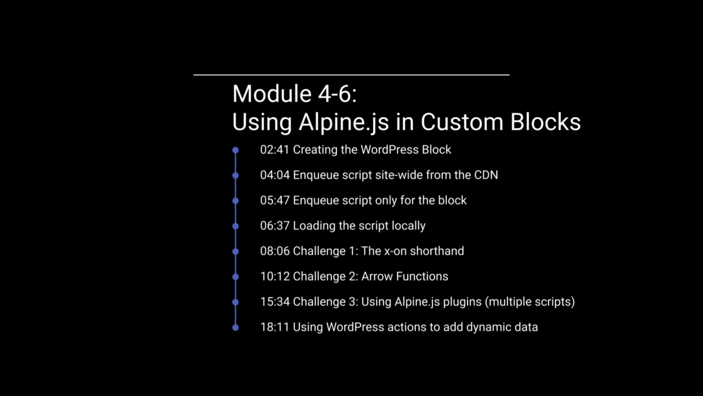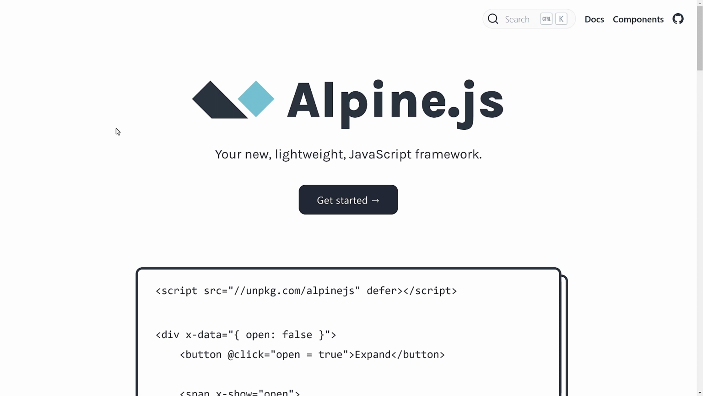Today we're going to learn how to incorporate Alpine.js into custom WordPress blocks. I'm going to use Pinegrow to help speed up the block creation process, but these concepts are going to apply whether you're using Pinegrow or hand coding your blocks.